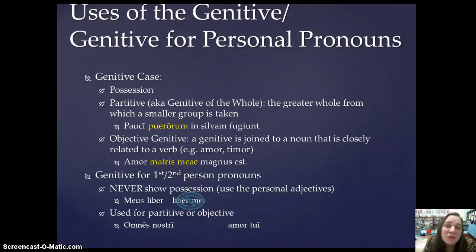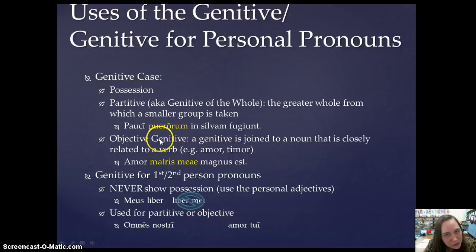Now what's really nice about partitive genitive is that it still translates of whatever, right? So if you have that translation in mind, then partitive genitive isn't so bad. It's not possession, but it still translates of the whatever. So I give you an example here in this sentence, pauci puerorum in silvam fugiant. So a few of the boys, the boys is the bigger whole, the few is being taken out of it. A few of the boys flee into the forest, okay? Use here of the partitive genitive.